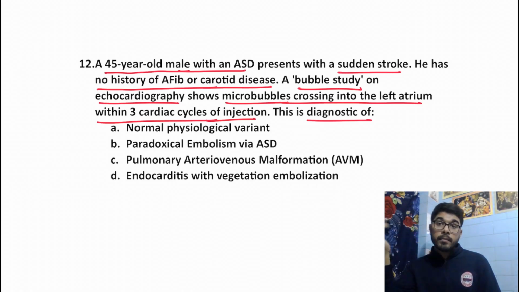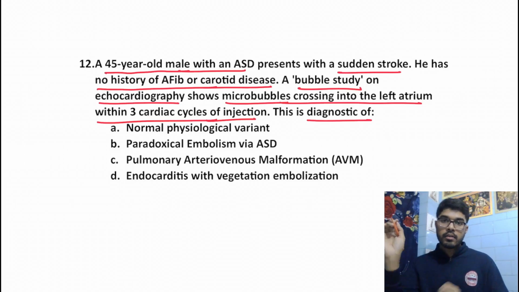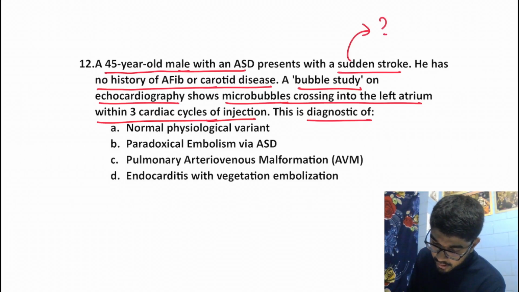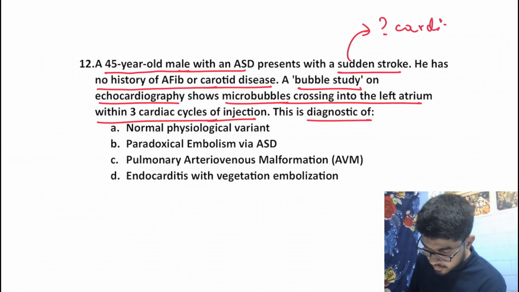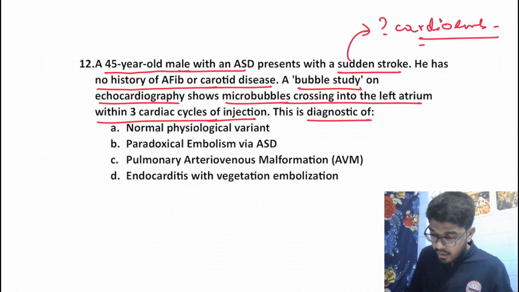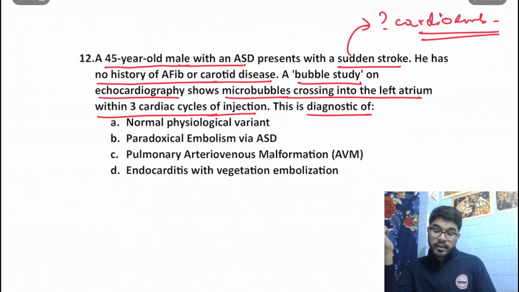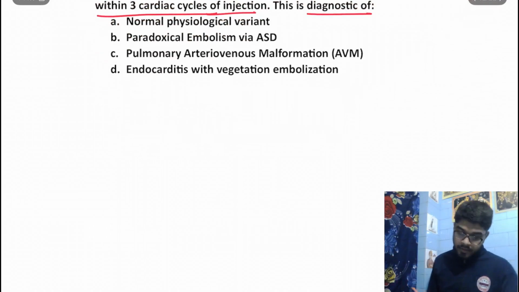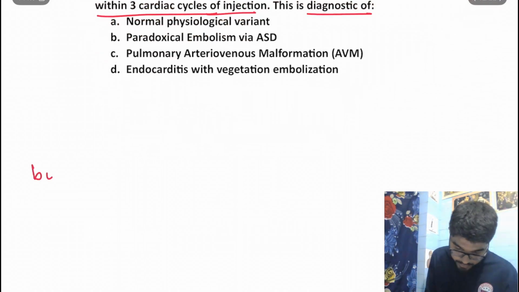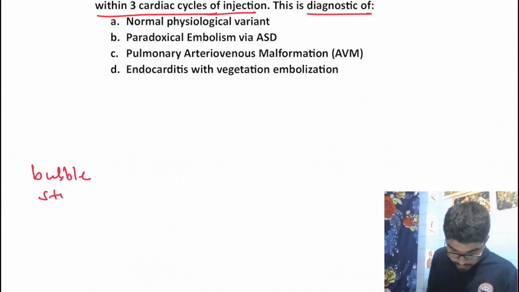Male patient with ASD, no history of atrial fibrillation or carotid disease, but a stroke. This is suggestive of a cardioembolic stroke. Now we need to decide, a bubble study has been given, right? Before we answer this question, remember the right interpretation of a bubble study.